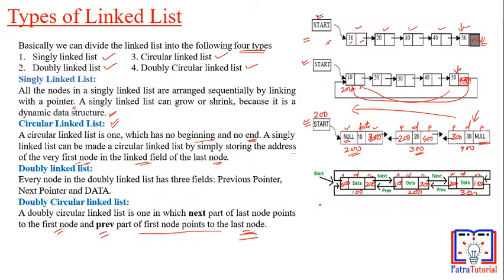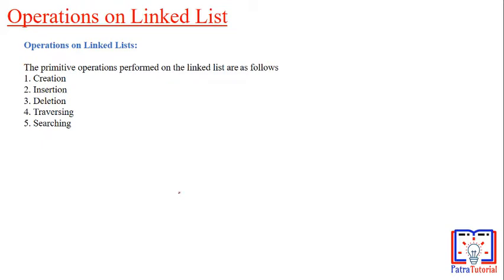Okay, and what is the advantage of this one? I will be discussing in detail in the next video. So first let me discuss these three linked lists: singly linked list, circular linked list, and doubly linked list. Then I will go for doubly circular linked list. Okay, and next is what are the operations we can perform on a linked list.